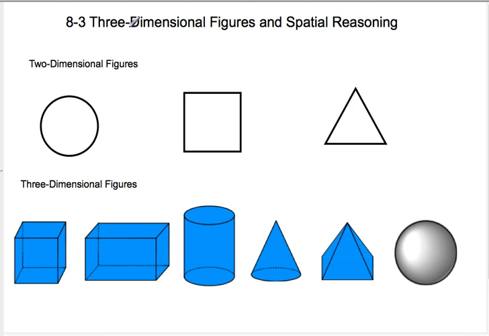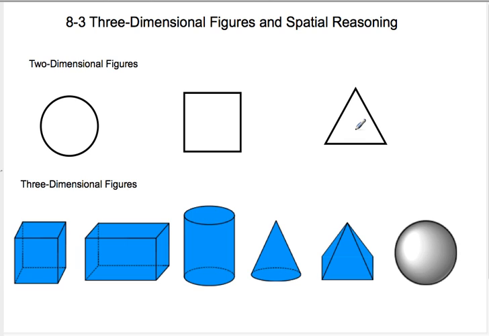Hello, in this video I'll be talking about three-dimensional figures and spatial reasoning. At the top of this page I have a few two-dimensional figures. Here we have a circle, here we have a square, here we have a triangle. These figures are in two dimensions, so this square has a length and a width, or a side and a side. The triangle has a base and a height.